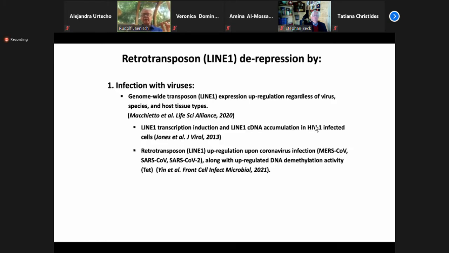So retrotransposon LINE-1 repression, if I summarize this, can be lifted genome-wide, by quite a lot of different groups, regardless of virus. So many different viruses, and probably also DNA viruses, can induce LINE-1. Cytokine exposure of cells, I showed you the data, and aging and cancer, they all can lead to de-repression of LINE-1 expression.